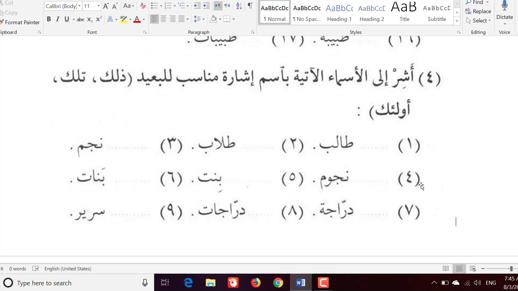So talib, singular masculine, we would say dhalika talib, that is a student. Tullab, we would say ulaika because human beings, so they take the normal plural form. Najm, we would say dhalika because najm is singular masculine. Nujum, we would say hadihi nujum, these are stars, because nujum is non-human, and so we treat it like singular feminine. Bint, we would say hadihi because it's singular and feminine. Banat, we would say haulai because they are humans. So these are daughters and this is a daughter.